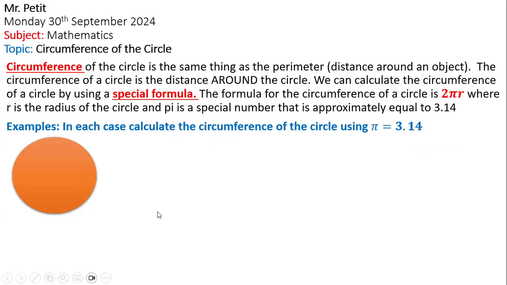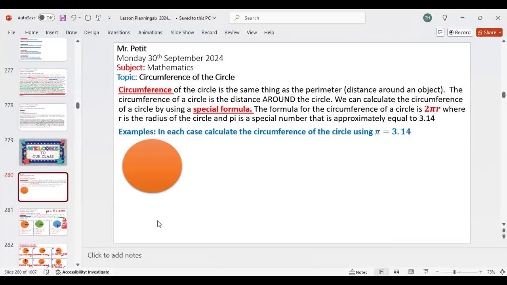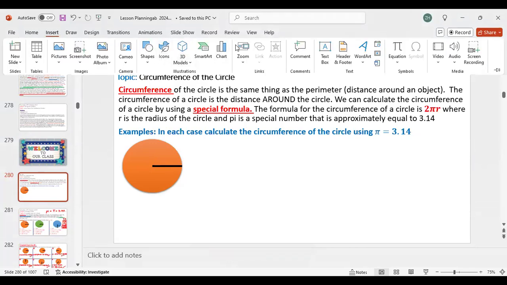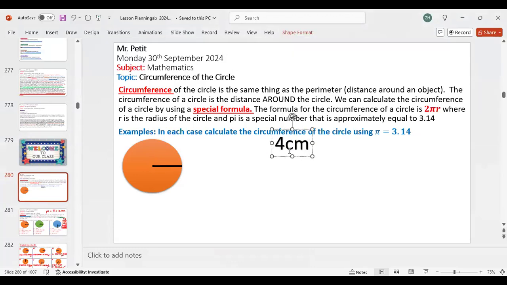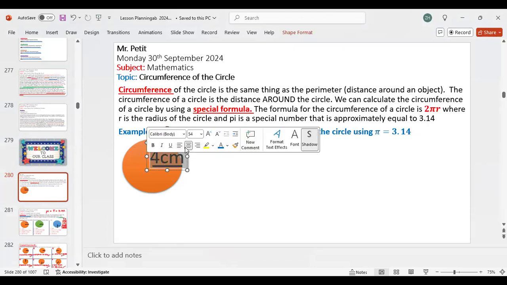Now, for those persons who do not know what a radius is, it's half of the diameter. It's a line segment that is half of the diameter. That is a radius right there. So make sure I draw that like that. And then we're going to say that this is 4 centimeters. So the radius is 4 centimeters.